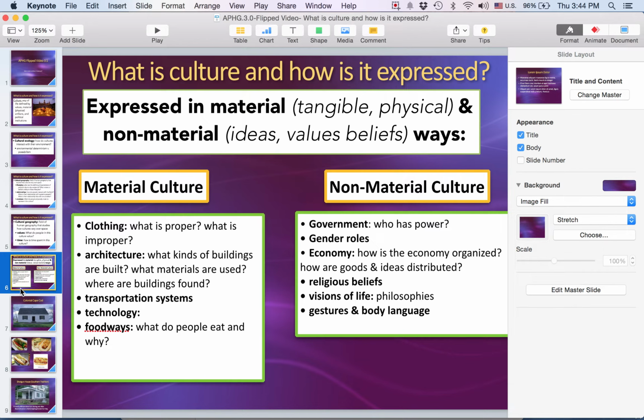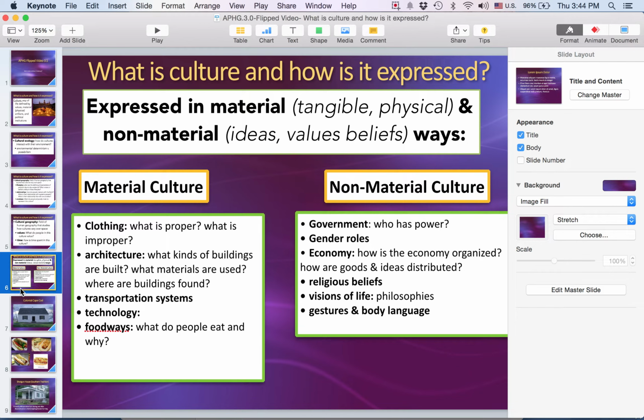With the economy, how's the economy organized? How are goods and ideas distributed? How are resources shared? What's the role of money in this society? Is it a goal? Is it a means to an end? How does money and material life shape the existence of these people? Of course, religious beliefs is an excellent example of non-material culture. And generally visions of life, philosophies, the meaning of life, the meaning of human existence, how human beings interact with one another, all non-material things.